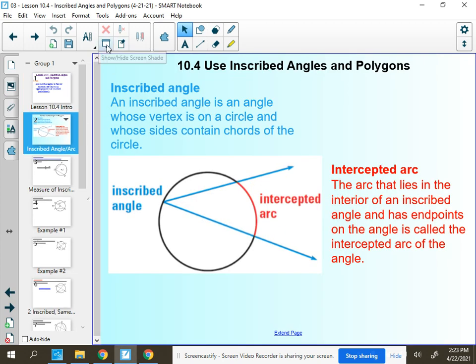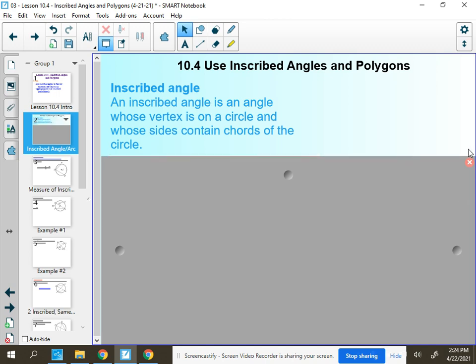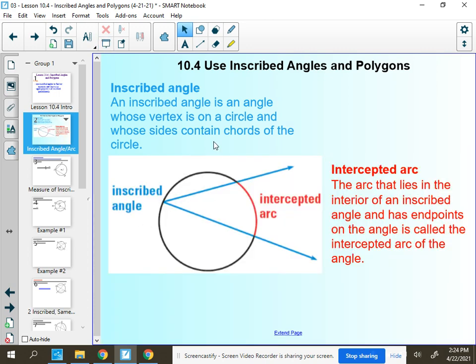First, we defined in class what an inscribed angle is. We can leave the picture here. It all fits together. Different from the previous lesson, 10.2, where a central angle had its vertex at the center of a circle, our inscribed angle has the vertex on the circle itself. We can call these points A, B, and C.